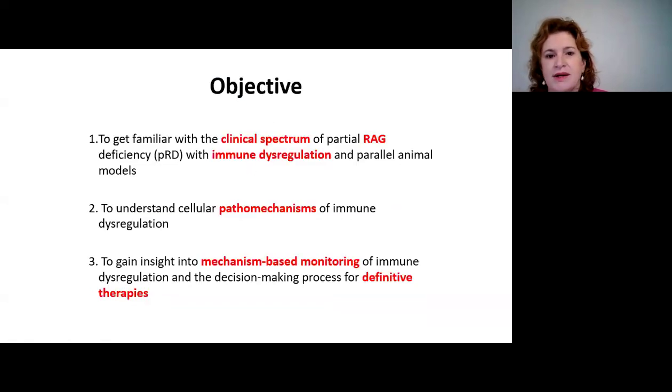These are my disclosures. My objective that I want to share with you is to get familiar with the clinical spectrum of REC deficiency and immune dysregulation. I will focus on a gene that I'm very interested in, but before that there will be some basics and foundation on combined immunodeficiencies. We will talk about pathomechanisms of immune dysregulation, especially from the B cell angle, since B cells are the focus of my laboratory. And then we will gain some insight into mechanism-based monitoring and definitive therapies.